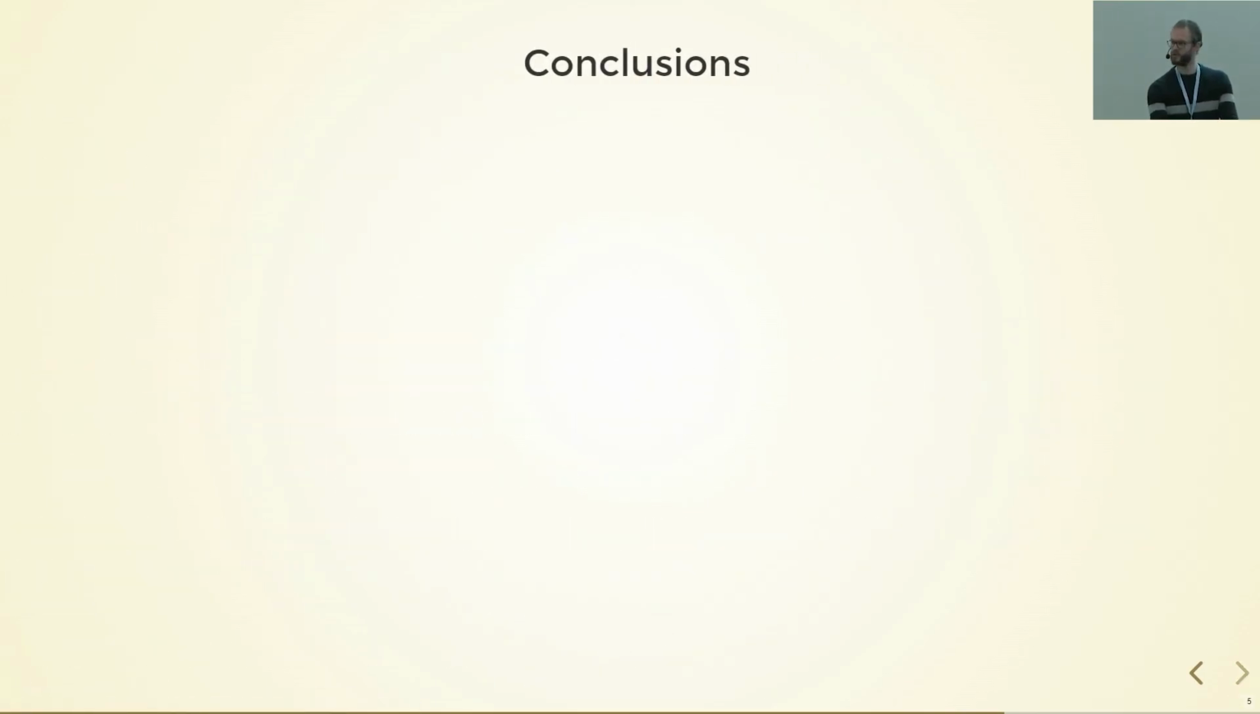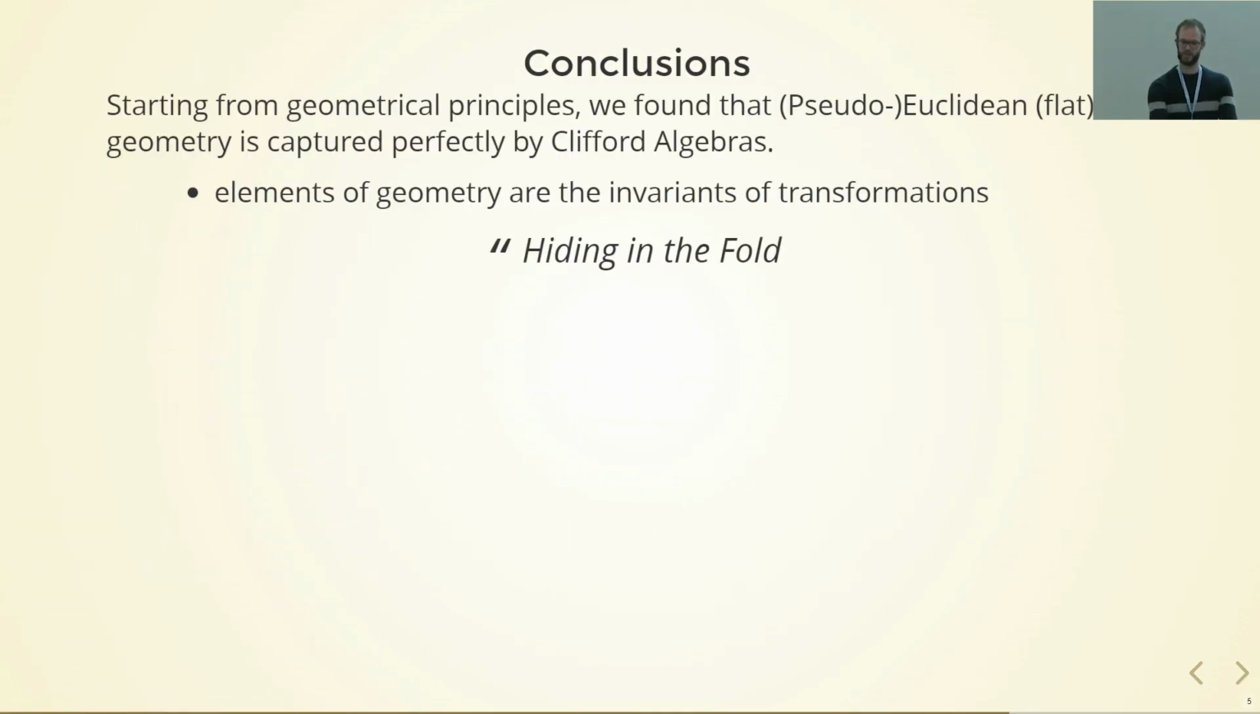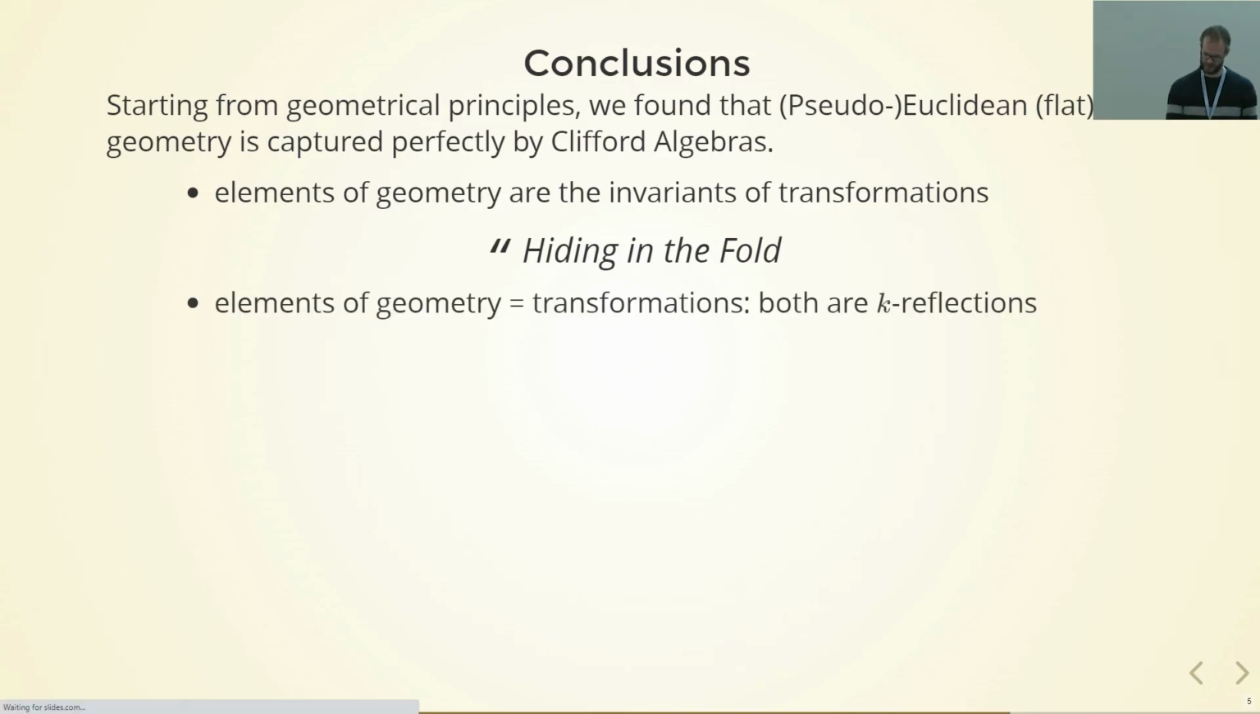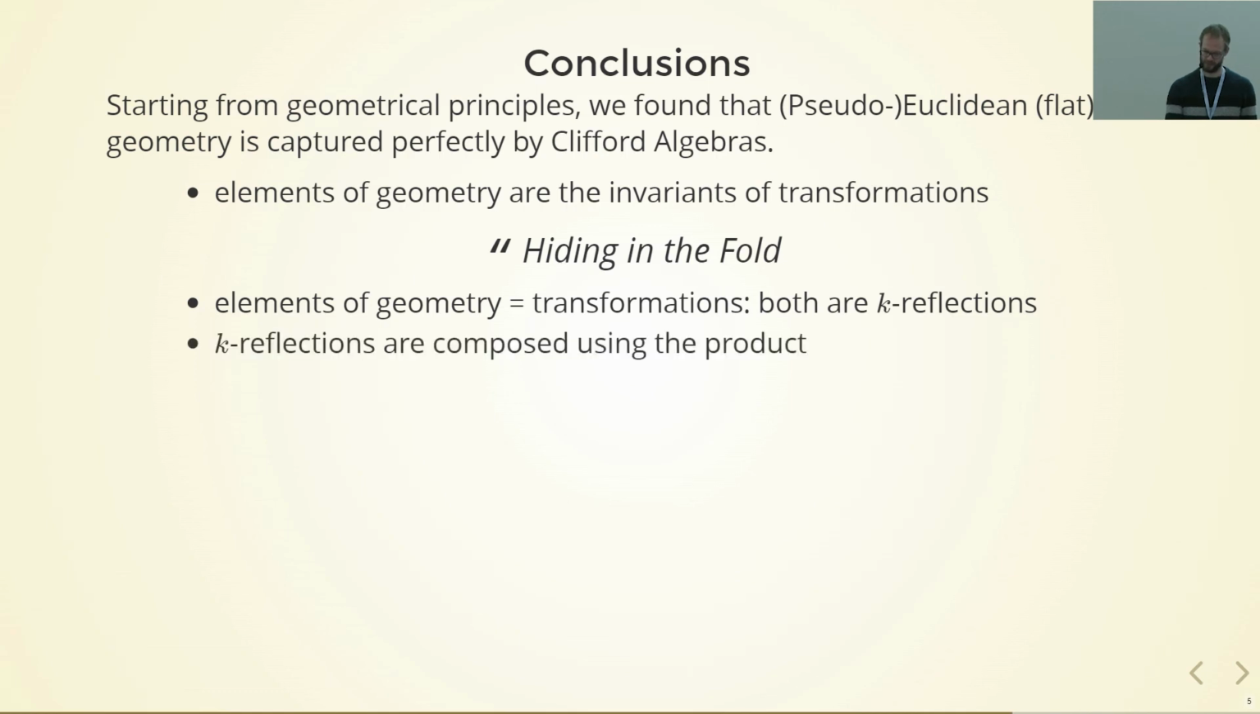Okay, that brings me to the conclusions. So starting from some geometrical principles, we first found the pseudo-Euclidean geometry, and that it is captured by Clifford algebras, specifically by the PGAs. And elements of geometry are the invariants of transformations, hence the title Hiding in the Fold. They were hiding in the fold line of the transformations this whole time. And the elements of geometry are also themselves transformations, right? They are interchangeable. And both are represented by k-reflections.